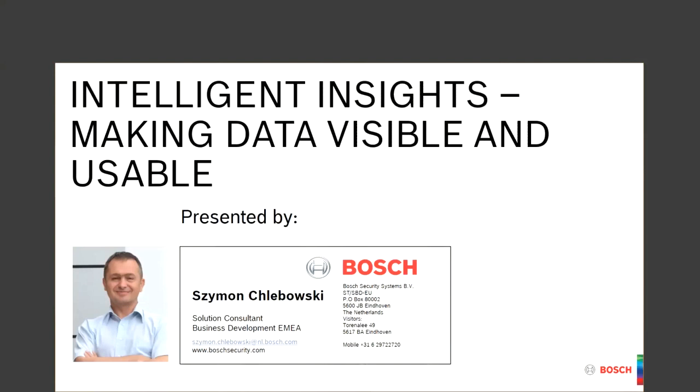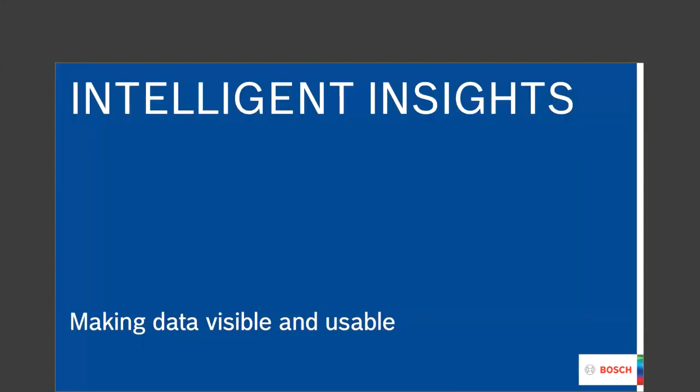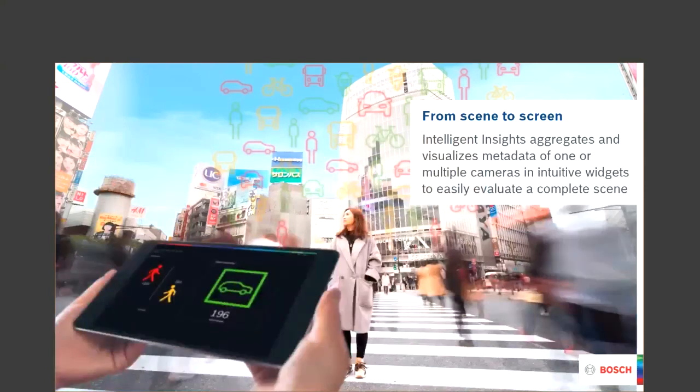What is this? Let's get straight to the topic: Intelligent Insight. This is basically a software package which allows us to intercept metadata generated by Bosch cameras. As you know, all Bosch cameras come with intelligence at the edge. They can be tuned and programmed to detect and react in various scenarios. But besides that, they also constantly provide metadata.